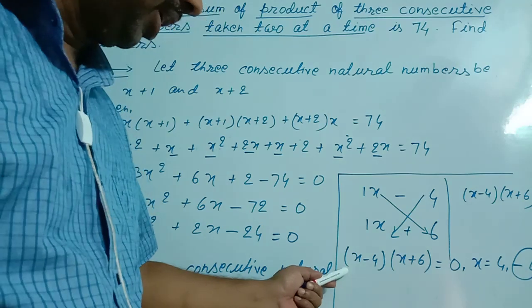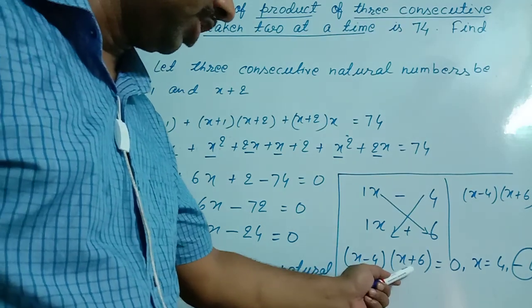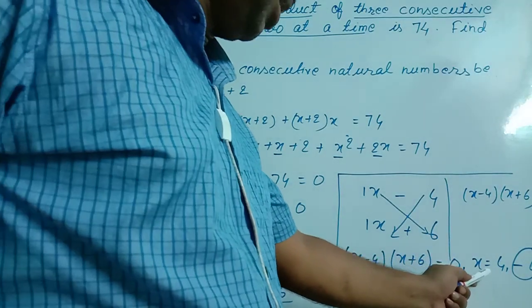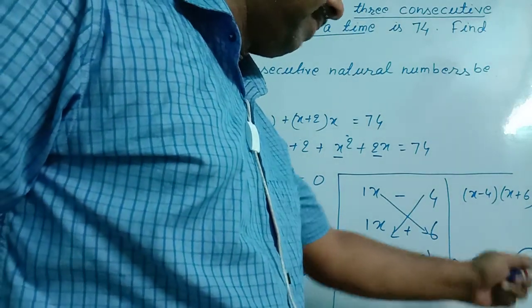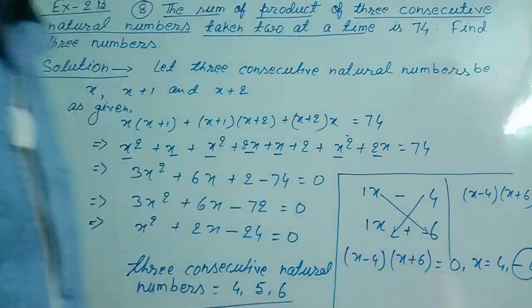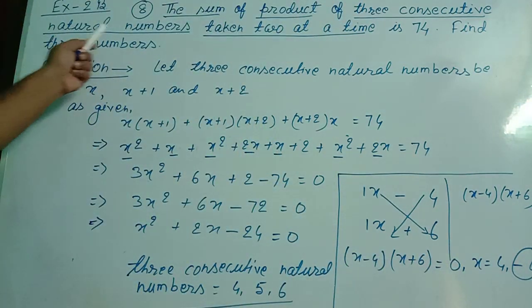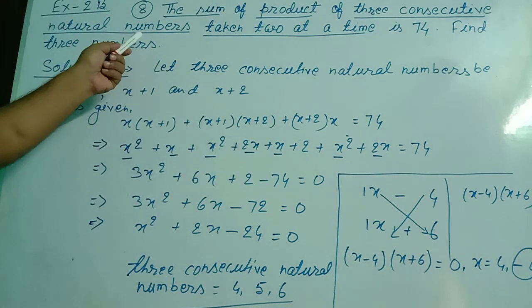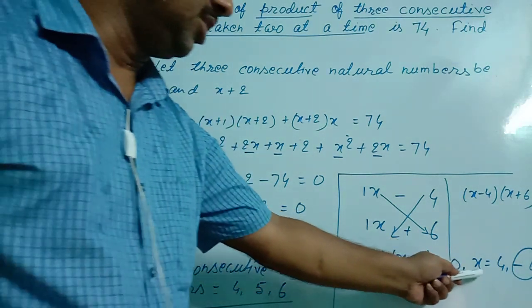I came here to write x minus 4 into x plus 6 equal to 0. And the values of x became x equal to 4 comma minus 6. Minus 6 is an absurd value. It is not applicable because these are natural numbers and negative numbers are not natural numbers. So the real value of x is 4.